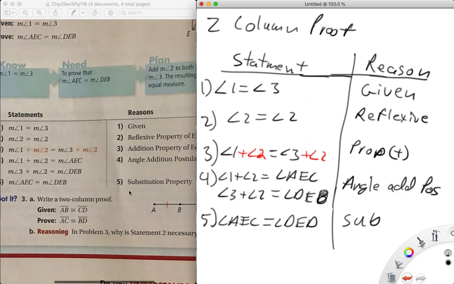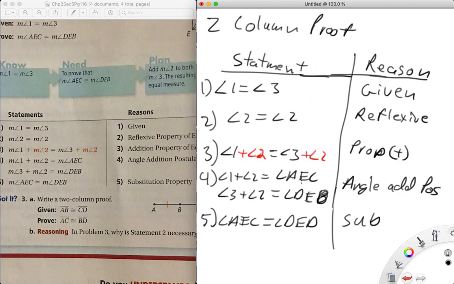This is a 5-step proof. We said that angle 1 equals angle 3 because it's given to us. Then we were able to say that angle 2 is equal to itself because of the reflexive property. They were able to add angle 2 to both sides from line 1 using the addition property of equality.